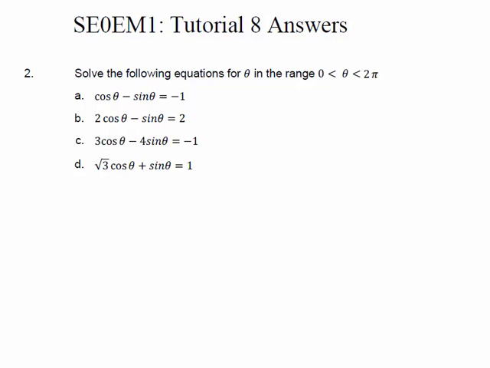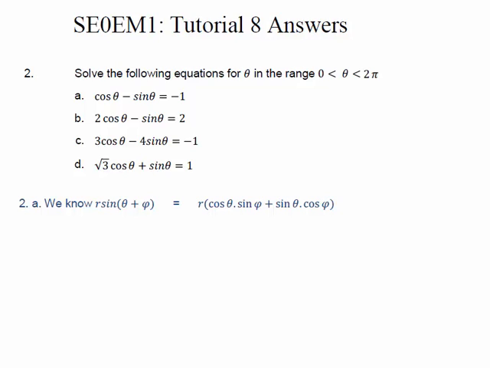Tutorial 8, question 2. Solve the following equations for theta in the range theta is greater than 0 and less than 2 pi. Part A is like question 1. We've got cos theta minus sin theta equals minus 1. So let's deal with the cos theta minus sin theta first.